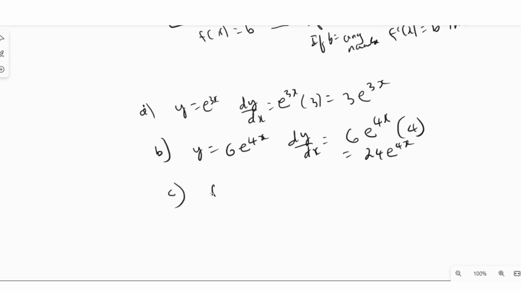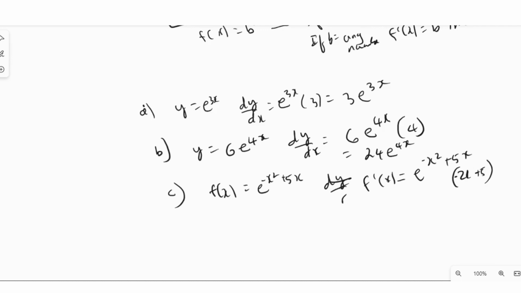If f(x) is equal to e to the power of minus x squared plus 5x, then the derivative f prime will be the same, e to the power of minus x squared plus 5x, then the derivative of the exponent, which is minus 2x plus 5. These are all with e.